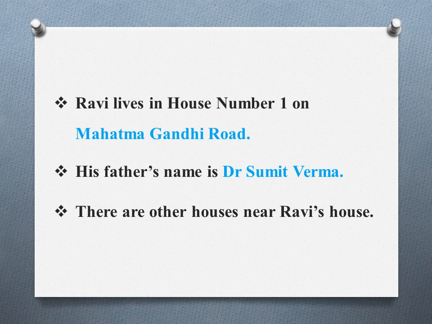His father's name is Dr. Sumit Verma, and there are other houses near Ravi's house, right? So as we go to the Mahatma Gandhi Road, we should ask some other houses. If we are not getting Ravi's house, we should ask anyone for Dr. Sumit Verma's house, then they will say yes, it is next to 2 houses. As we go to that house, we can meet Ravi, right? So this is called a neighborhood, right, children? Yes.